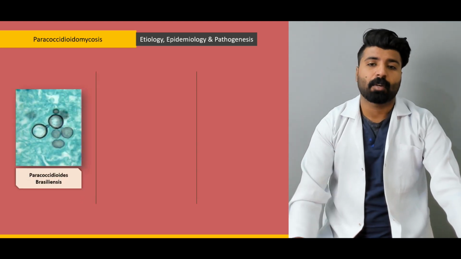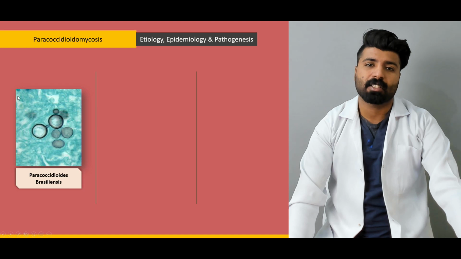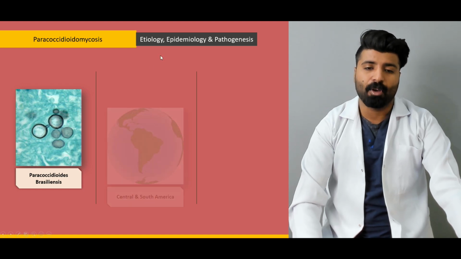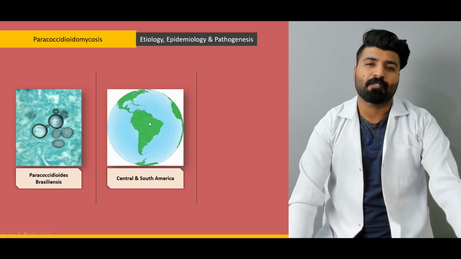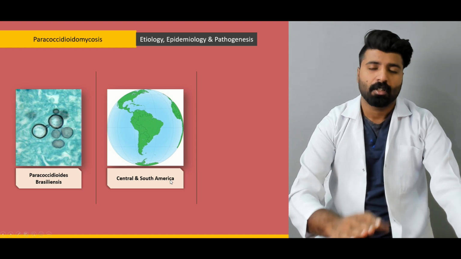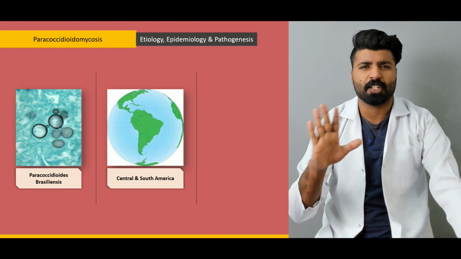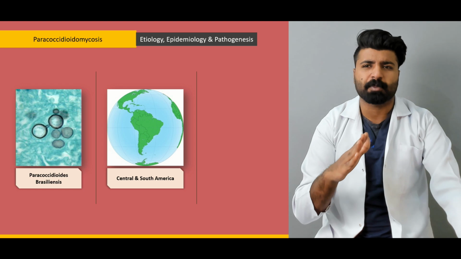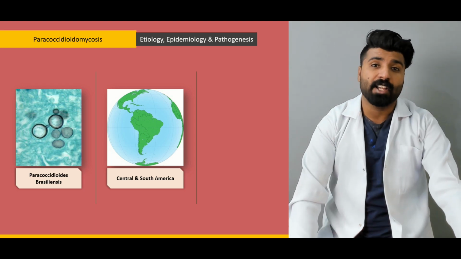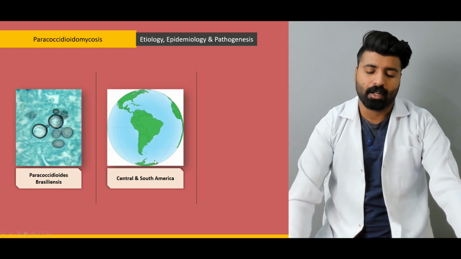So, first of all, let's talk about the etiology. The causative fungi is Paracoccidioides brasiliensis, right? This is the causative organism. What's the epidemiology of it? Most probably it's found in Central and South America. It's not found in Asia, it's not found in Africa. Whenever you listen to a pathology, you always go like it's found in Southern Asia, it's found in Central Asia, in African countries because they're not hygienic, but it has nothing to do with the hygiene, right? So it's found basically in Central and South America.